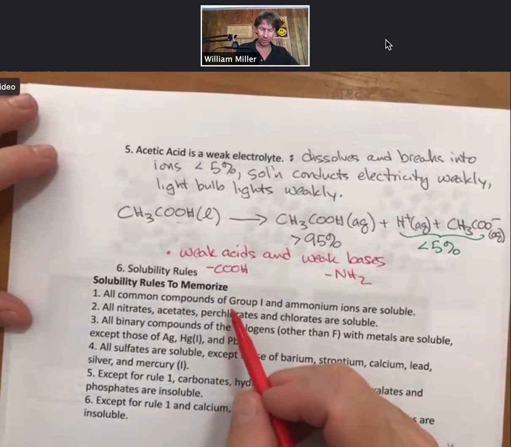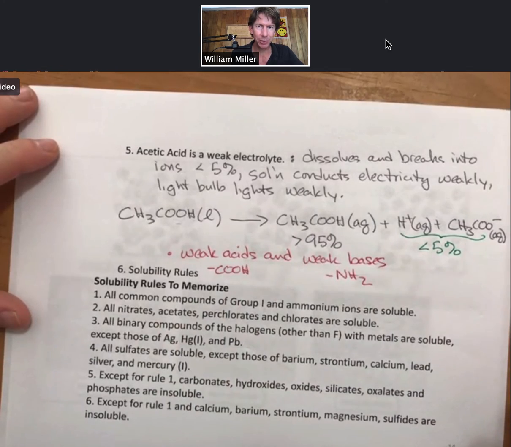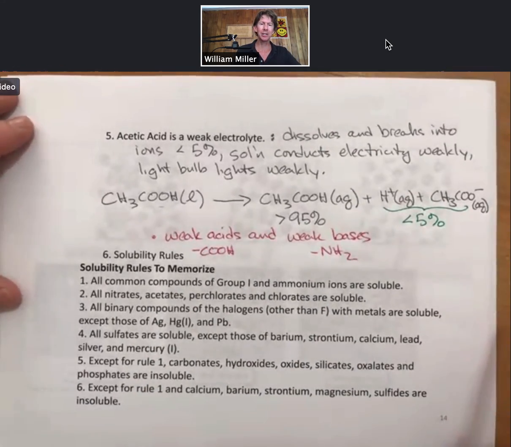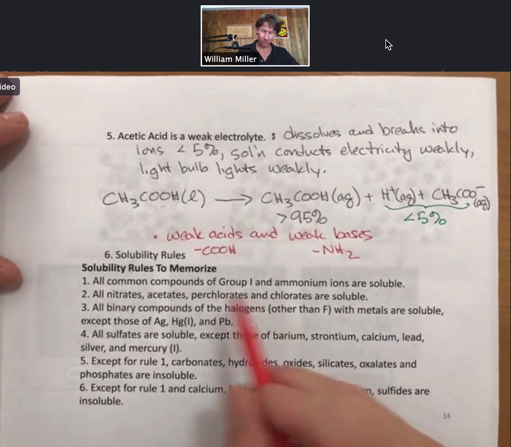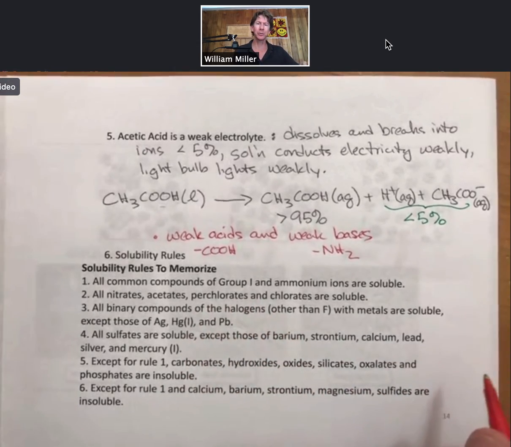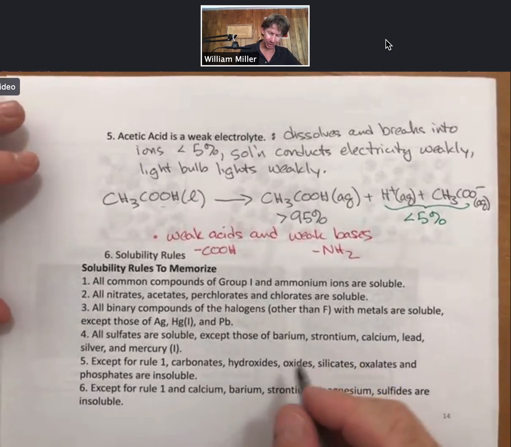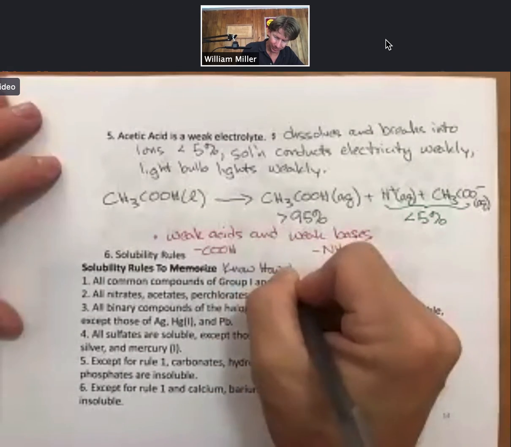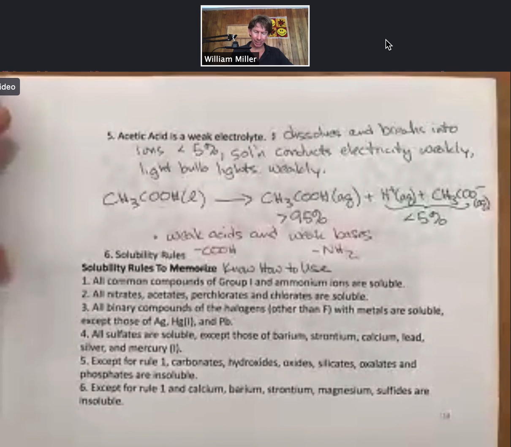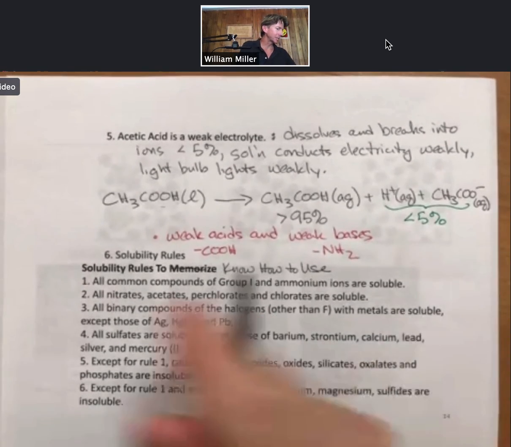Now, here are some solubility rules to memorize. At least when this was a face-to-face class, I've put those solubility rules on your nomenclature sheet for you to use in the online version of this course. So we will just have to know how to use them. We will not have to memorize them. So let's say solubility rules to know how to use. For example, all common compounds of group 1 and ammonium ions are soluble.